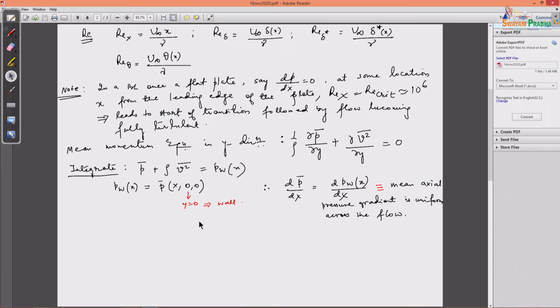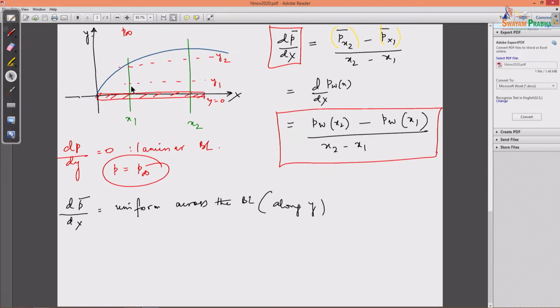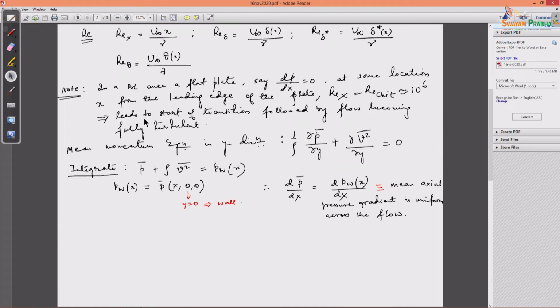I haven't written that here. So essentially, the mean pressure gradient across in the x direction is essentially the gradient of the wall pressure, and this is uniform across the flow, which is what I was looking at here. So that is constant over a particular x.